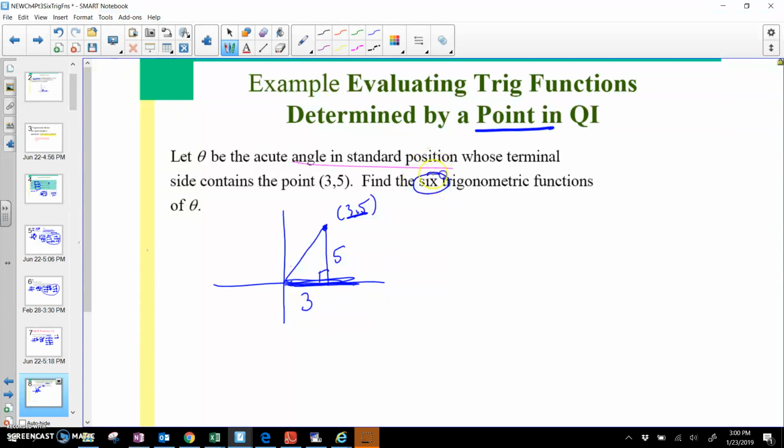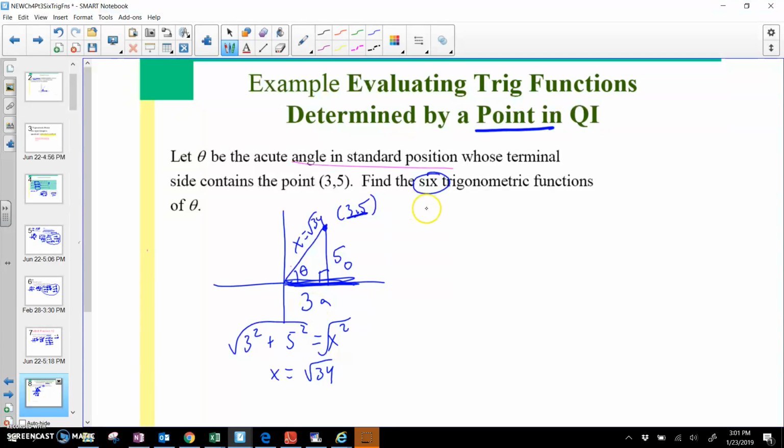You'll see now I have to find the 6 trig functions instead of 5 because they haven't given me one. But other than that, the process is the same. This is still my theta, so I know the opposite and the adjacent. I just need to find the hypotenuse. So I'm once again going to use the Pythagorean theorem. 3 squared plus 5 squared is going to equal x squared. Take the square root of 34, and I get the square root of 34. Again, for this one, I left it as the square root of 34. If you wanted to, you could have converted it to a decimal.